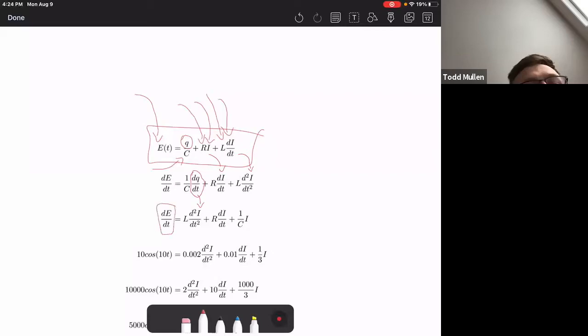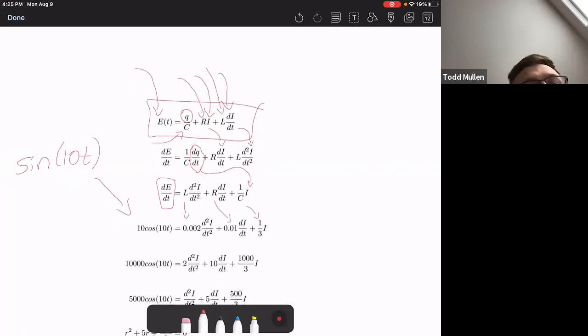Now, dE/dt, we have to actually take that derivative ourselves. We were given that E is equal to sine of 10t, so that means dE/dt, the derivative with respect to t, is just 10 cos 10t. We can plug in our L, R, and C values. I've drawn this line connecting this derivative here, but I shifted the order of things, so that is actually that I there.